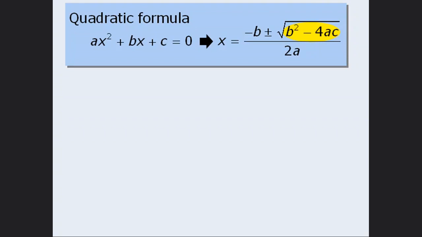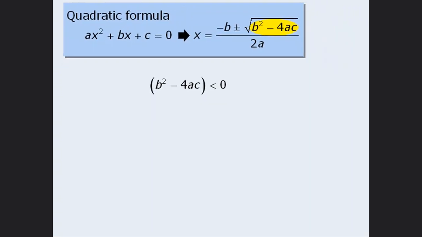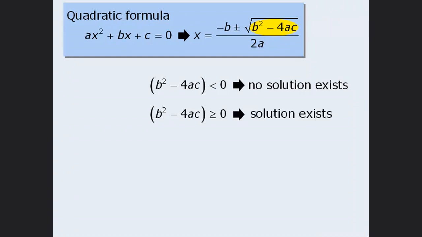So if we have a quadratic equation in the form ax squared plus bx plus c equals 0, such that b squared minus 4ac is negative, then that quadratic equation will have no solution. If b squared minus 4ac is greater than or equal to 0, then that quadratic equation will have a solution.